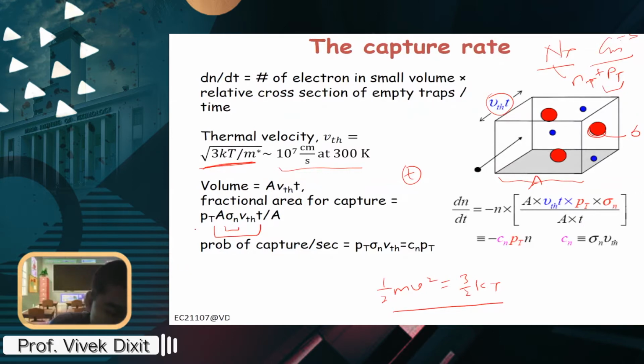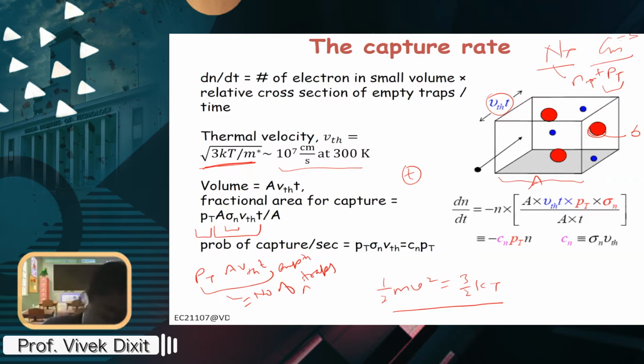Pt is the density of empty traps. So the total number of empty traps will be the density Pt times the volume, so Pt times A times v thermal times t. This tells you the number of empty traps within area A that the electron will encounter in time t.